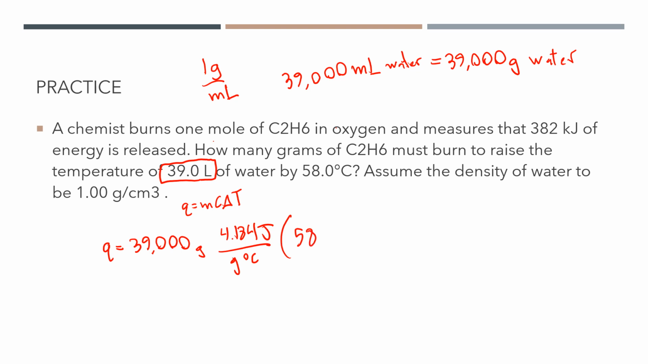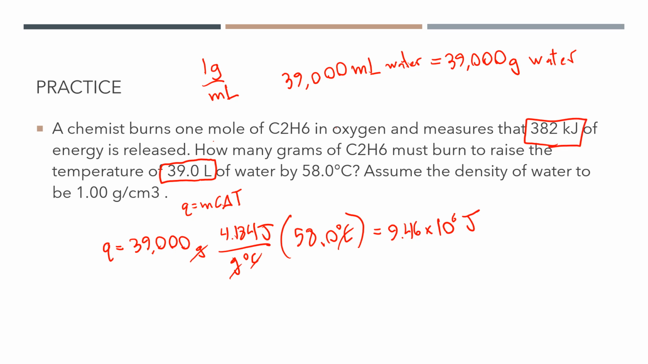So 58.0 degrees Celsius. Then Celsius cancels out, grams cancel out. We're left with joules. And that gets us a number of 9.46 times 10 to the 6 joules. And so now what we need to determine is how much, for every mole of this that's burned, we're gonna get that much energy.